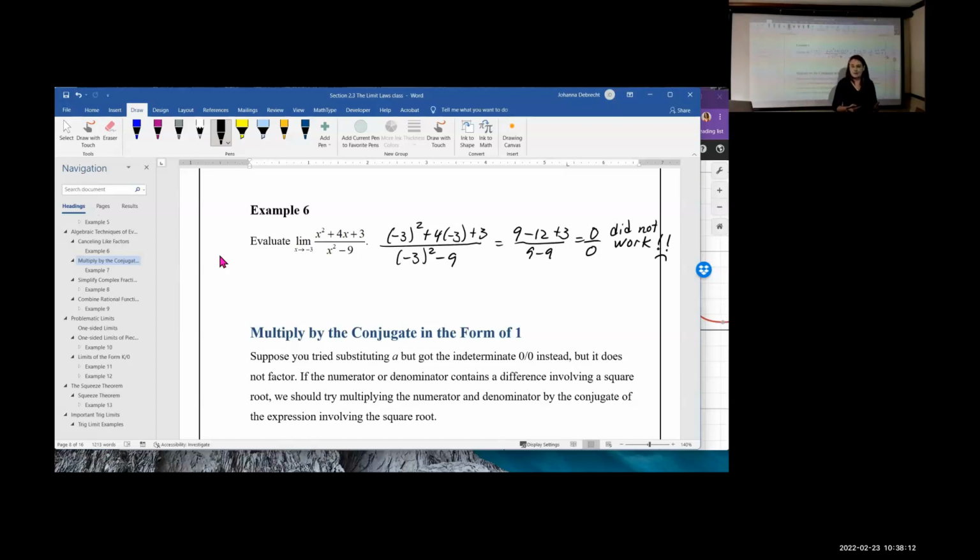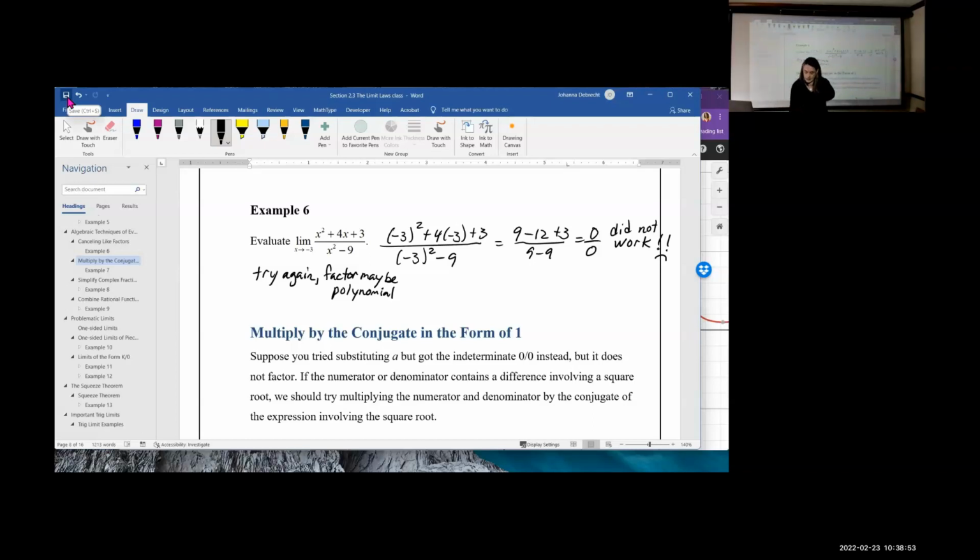That didn't work. We plugged it in, but thou shalt not divide by 0. We got 0 over 0. But because it's 0 over 0 and not a constant over 0, like 5 over 0, I know it could factor. So I try again, and I'm going to try to factor. Why factor? Because it's a polynomial divided by a polynomial. And when I see polynomials, I just have this knee-jerk response that I need to factor them.